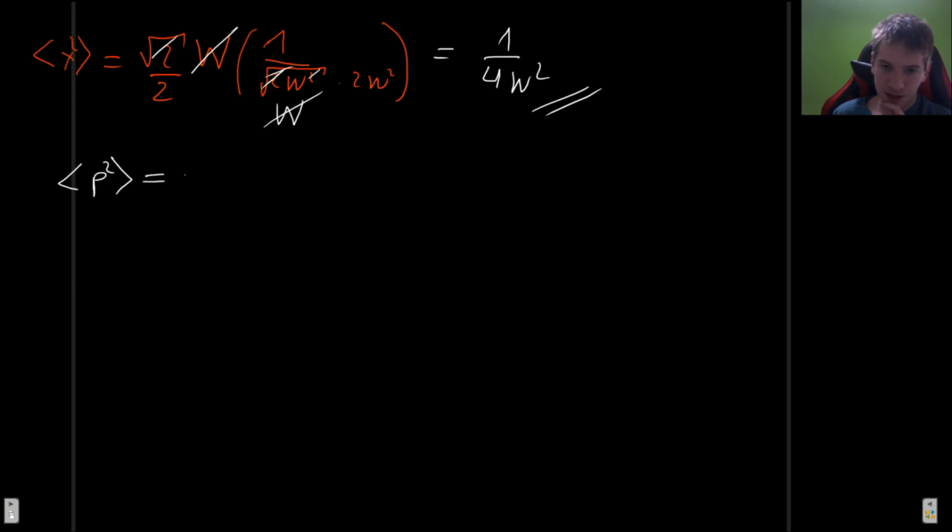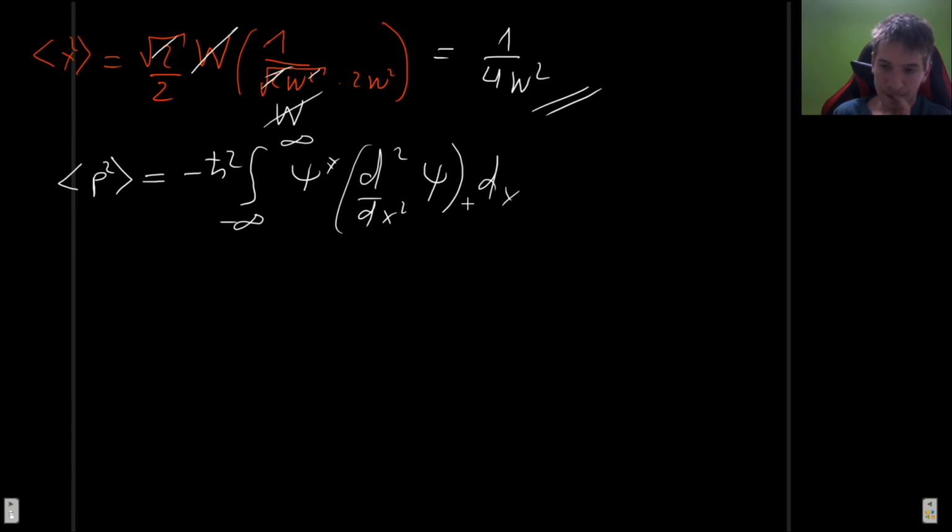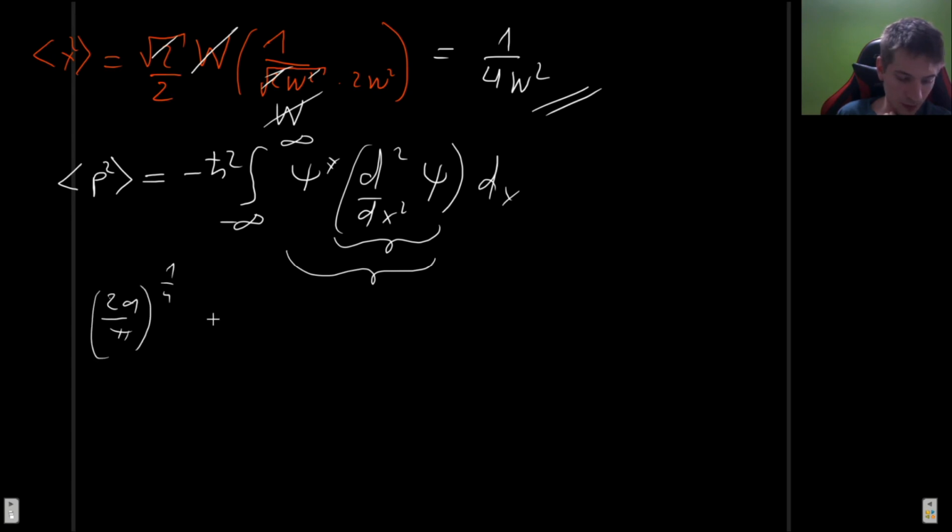Now we know that this is going to be minus h bar squared times the integral from minus infinity to infinity of psi conjugate times the second derivative of psi. So first we need to find this quantity and then multiply it by this conjugate, and then we can integrate. We could do it all inside the integral, but I think it's going to be even messier. So what was our psi? Our psi was 2a over pi to the 1/4 power times 1 divided by square root of 1 plus i theta.